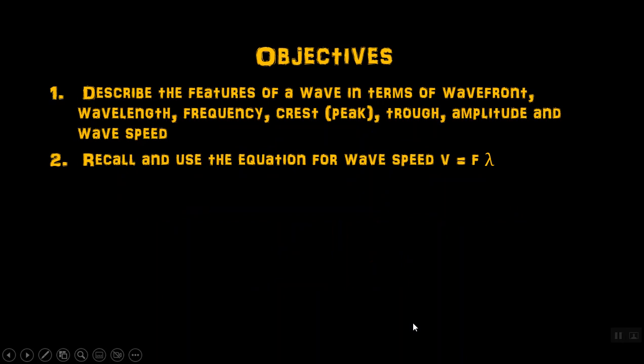The objectives of this lesson are to describe the features of a wave in terms of wavefront, wavelength, frequency, crest, trough, amplitude, and wave speed, and to recall the equation for wave speed, v = f × λ.